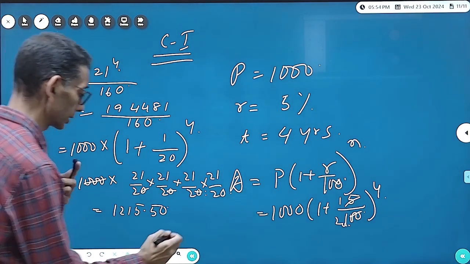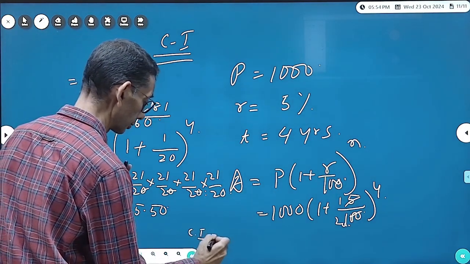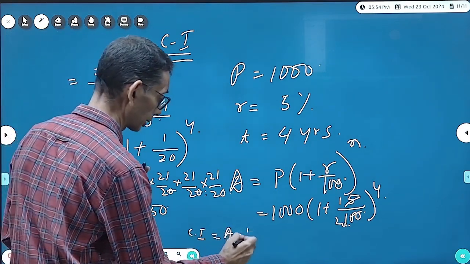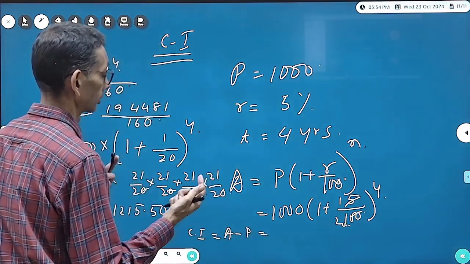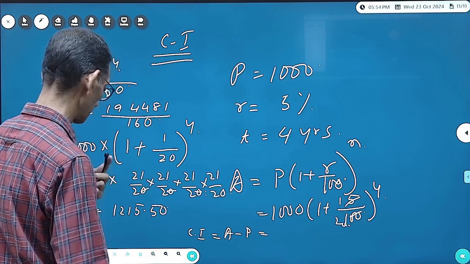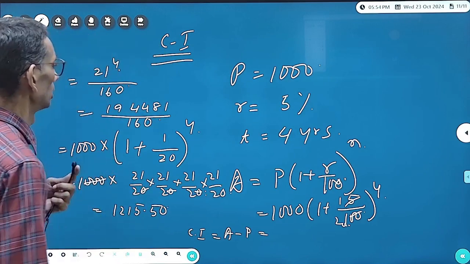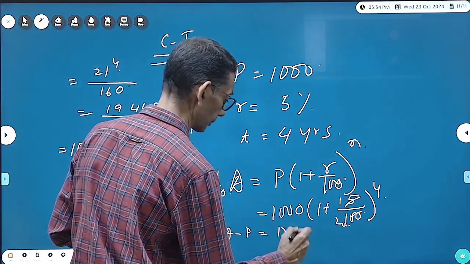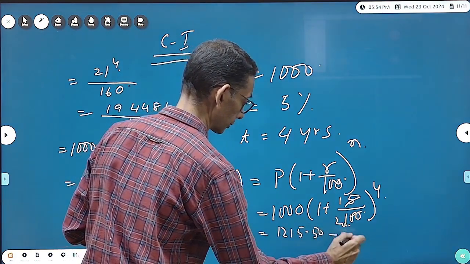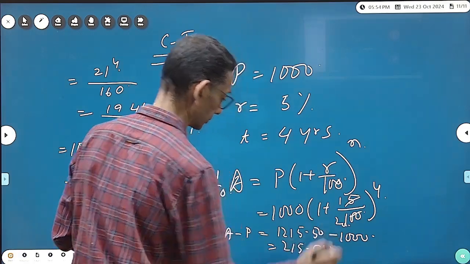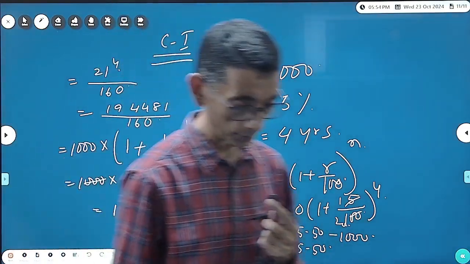So compound interest, can you calculate? Amount minus principal gives the compound interest. The amount is A2. 1215.50 minus 1000 is equal to 215.50.